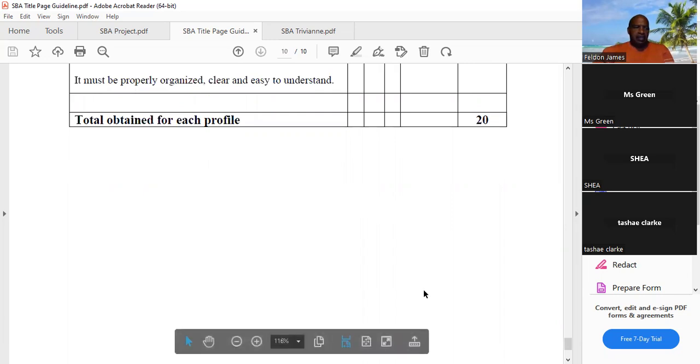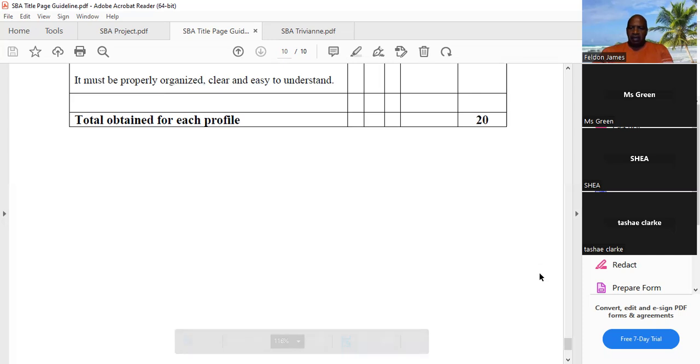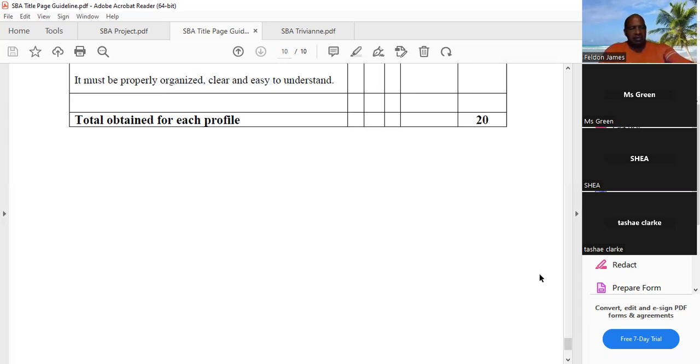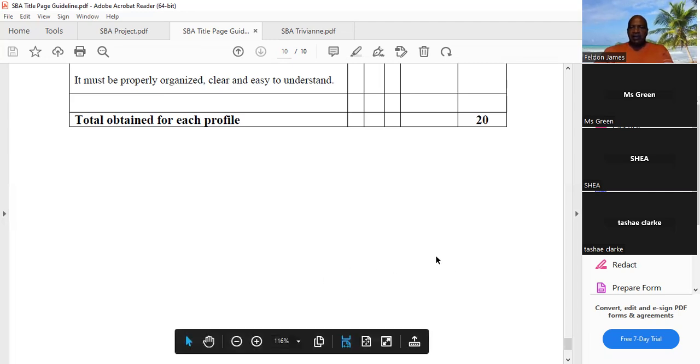All right. Now, I know we are at the time when we would normally stop, but I'm going to go a little further for the sake of your understanding. So what I want to do next is to look at a sample of what your SBA should look like. So I'm going to stop sharing this.